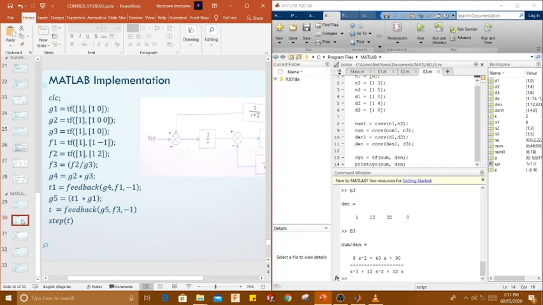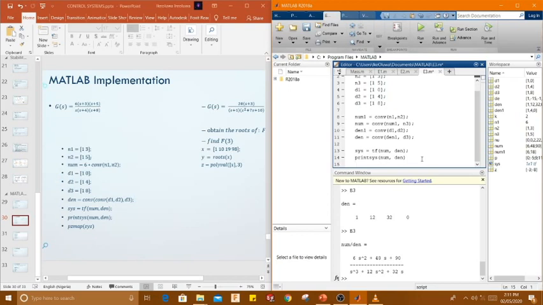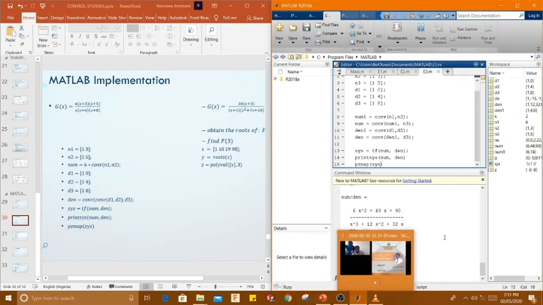Where was I? Now let me try to implement this. Now I'm going to use a PZ map function. Now the PZ map function is used to automatically generate the values of the poles and zeros placed on the S-plane. So I'm going to put in the transfer function SYS, which is the transfer function of numerator and denominator, into the PZ map. I'm going to print the pole zero map for this. So by the time I do this, you can see it's busy here. It's trying to generate the pole zero map.